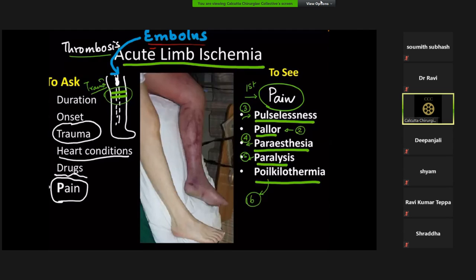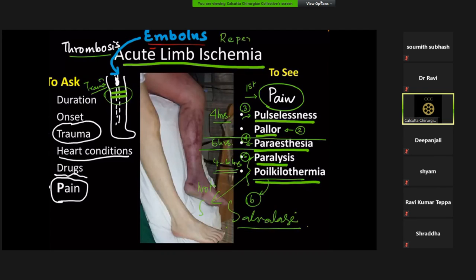What is important is that till the time you have pallor, the limb can be salvaged if coming within 4 hours. If the limb has a paresthesia and is within 6 hours, it is still considered salvageable. But if it is beyond 4 to 6 hours, or there is an onset of paralysis or a poikilothermia, that limb is not salvageable, mind you. And if you even do a reperfusion or a revascularization, you are likely to land up with a reperfusion injury.